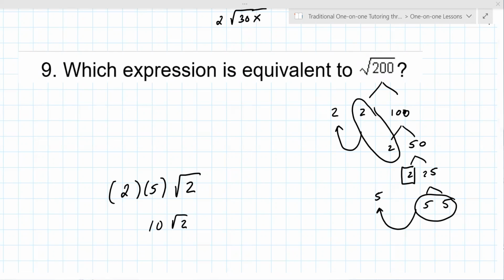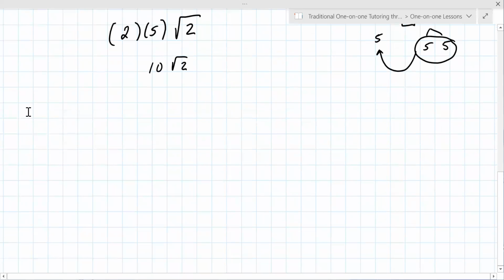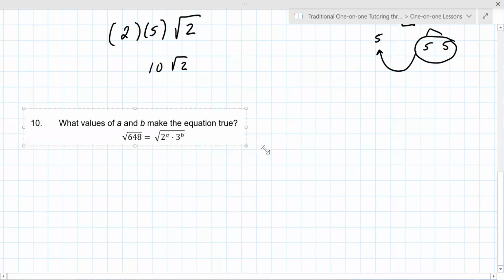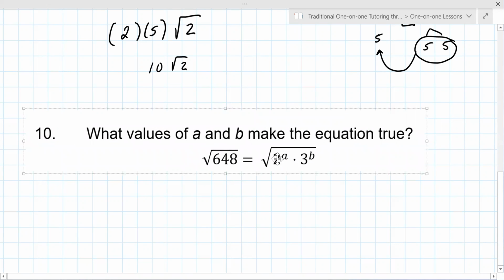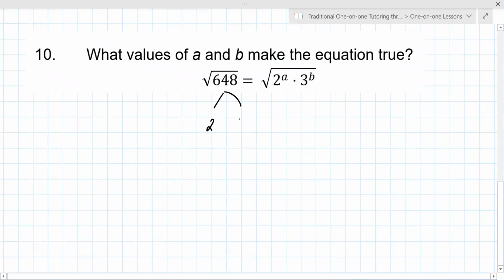Okay, so 10 has the appearance of being different, but we're actually just going to do a prime factorization of that number under the square root. So we're going to come back to this part on the right, but for now we're going to ignore it. We're just going to work on this. So if you have a calculator, you're just dividing by 2 until you can't divide by 2 anymore. Okay, and now I can't divide by 2 because that's an odd number.